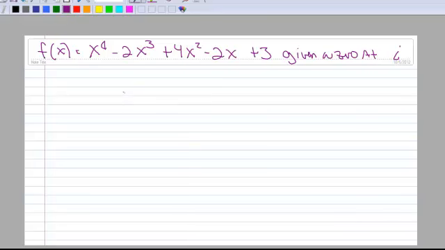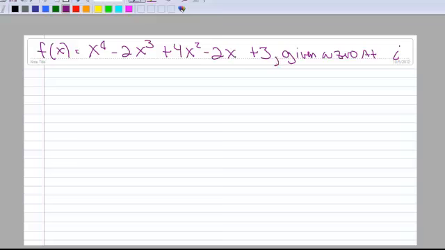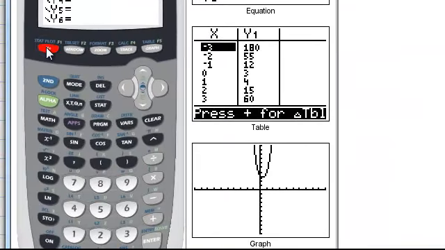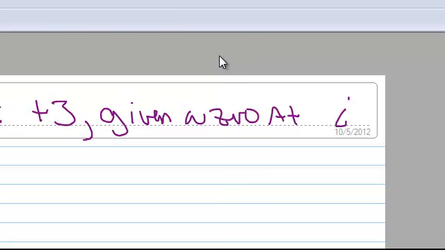All right, fourth degree polynomial. I want to find the fully factored form, and I'm given a 0 at i. Let's first graph this and see what it might look like. So here's the polynomial, x to the fourth minus 2x cubed plus 4x squared minus 2x plus 3. When we graph it, we see that we have no real zeros because it does not cross the x-axis. So they're all going to be complex.